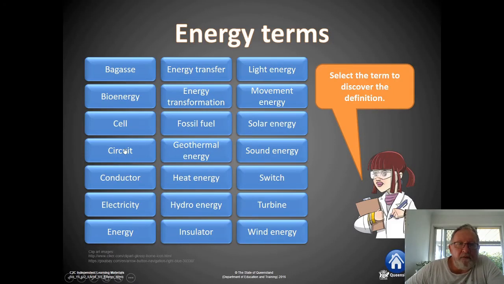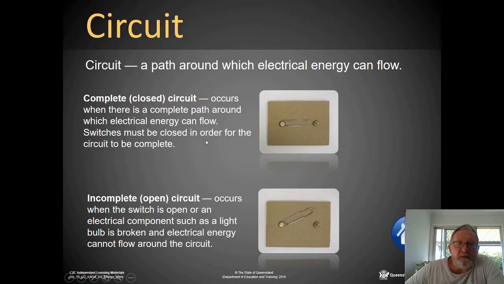Alright, so the first thing is a circuit. Now a circuit is a pathway around which electrical energy can flow, and there are 2 types of circuits that we often refer to: a complete or a closed circuit, and the little diagram here shows in the form of a paperclip a wire connecting 2 ends. It's a simple little homemade circuit switch, I suppose you could say. Here it is open and therefore electricity won't flow because it's an incomplete circuit.